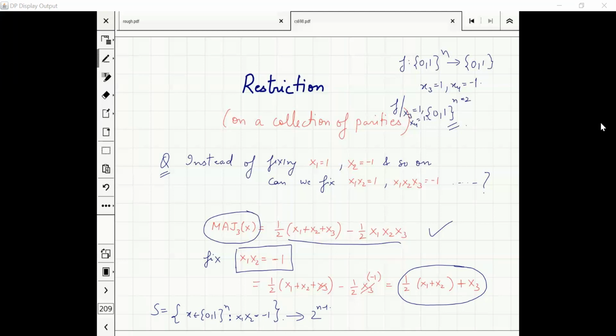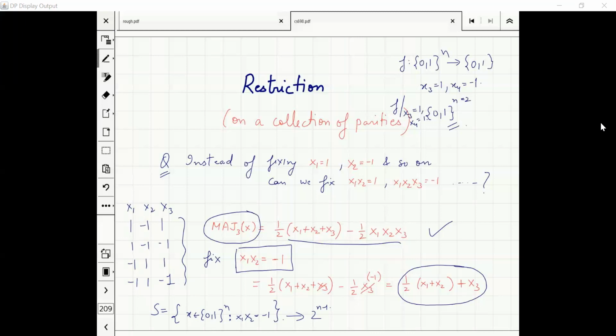What are those inputs? 1, minus 1, 1; 1, minus 1, minus 1; minus 1, 1, 1; minus 1, 1. All the other four inputs had x1, x2 is equal to 1. So they are discarded. My new function is only on these four inputs. And if you think about it, if x1, x2 is equal to minus 1, then what do I know about the relationship between x1 and x2? They are not same.